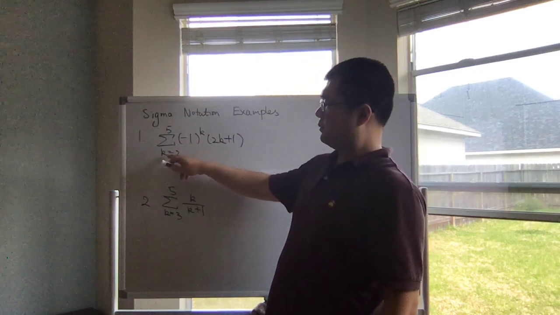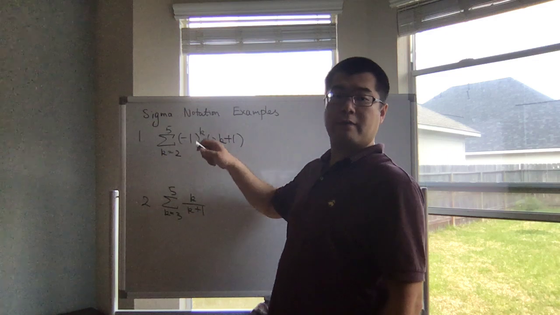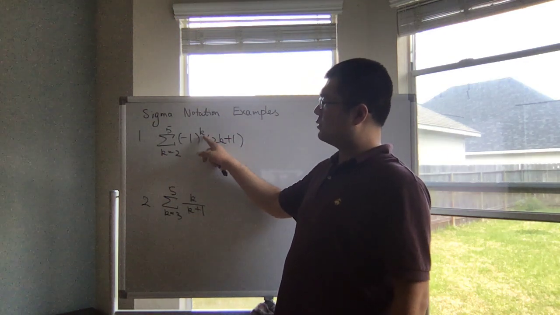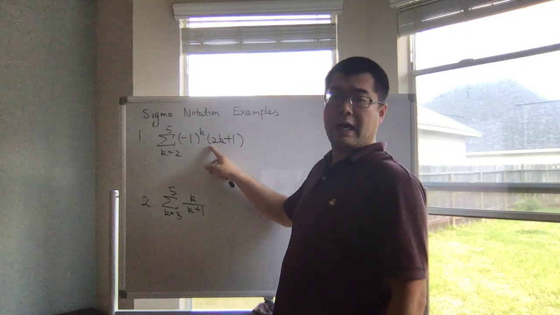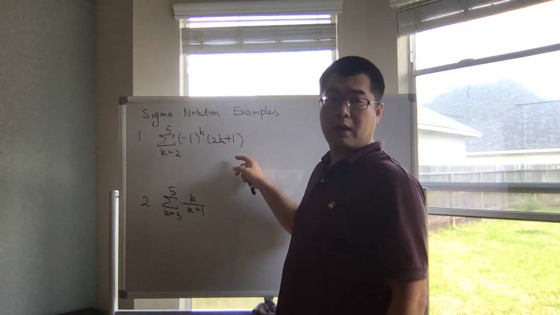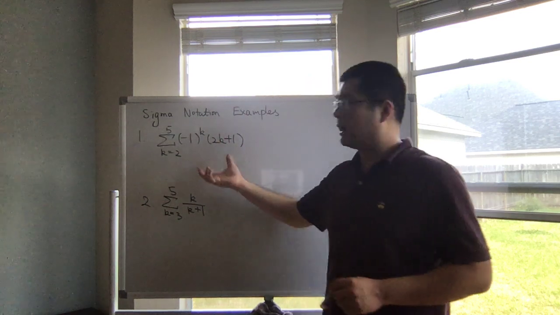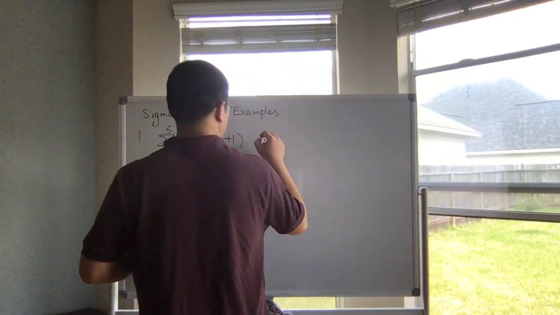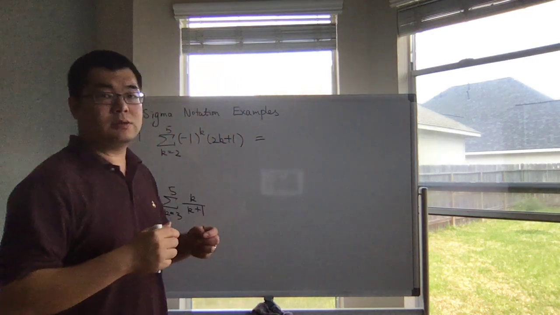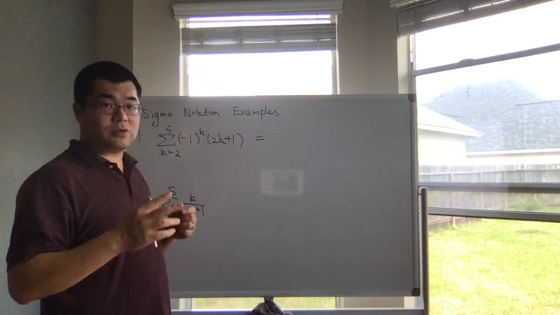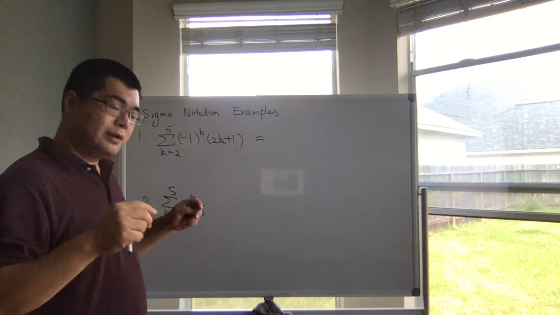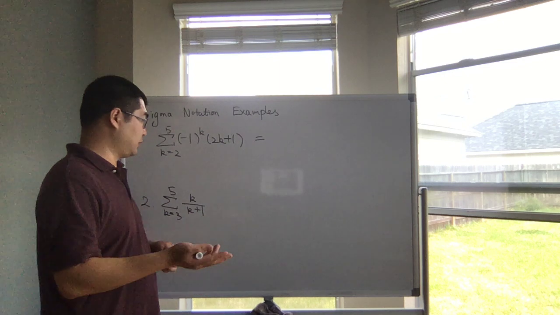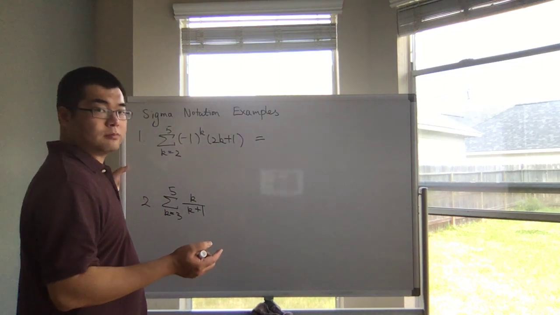So sum k from 2 to 5, and the k-th term is -1 to the power of k times 2k plus 1. If I want to calculate this summation, what I can do is list all the terms and then do the basic operation, either plus or minus. Also, be careful here.